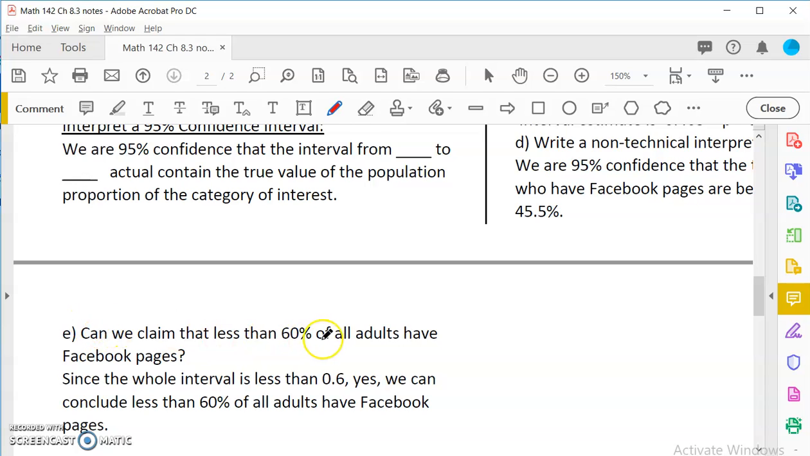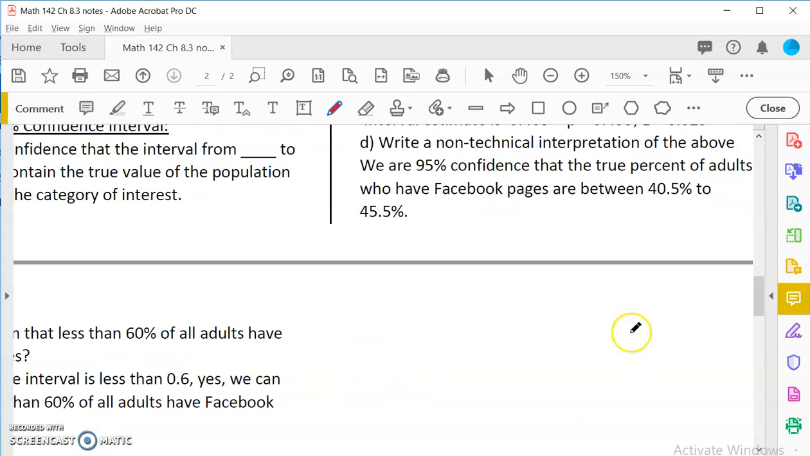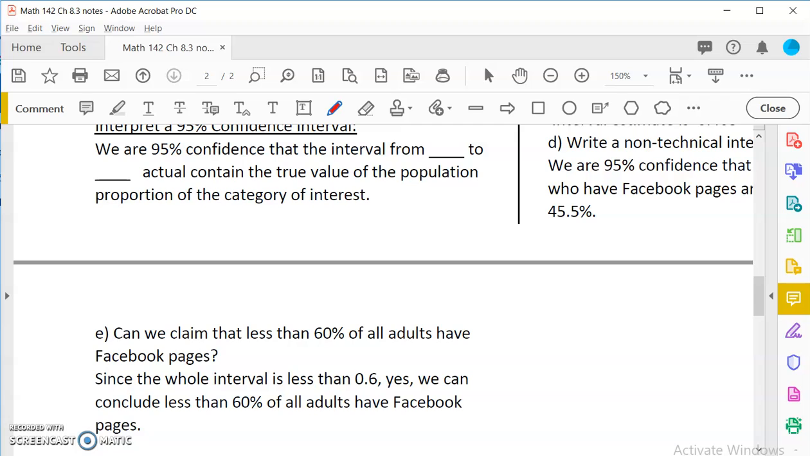Can we claim that less than 60% have Facebook pages? Is 40 to 45 less than 60? Yes, because if we draw the number line, or you can actually just think about it, 40 to 45.5.